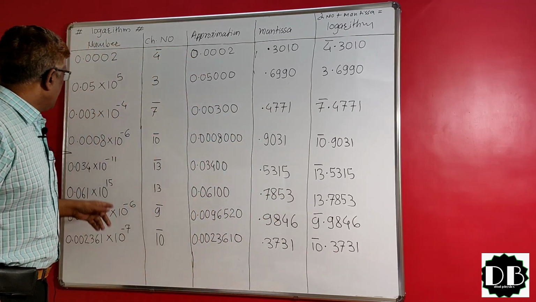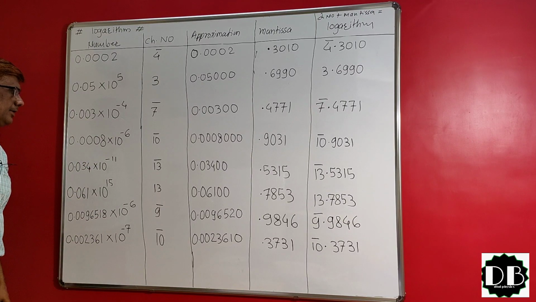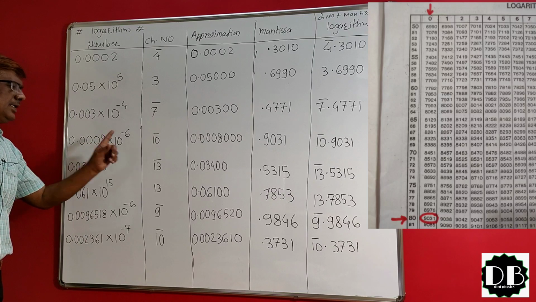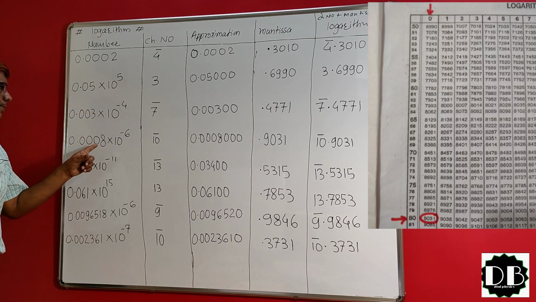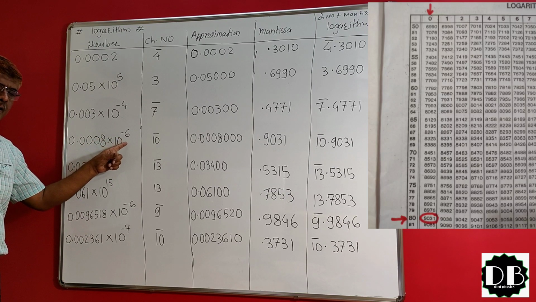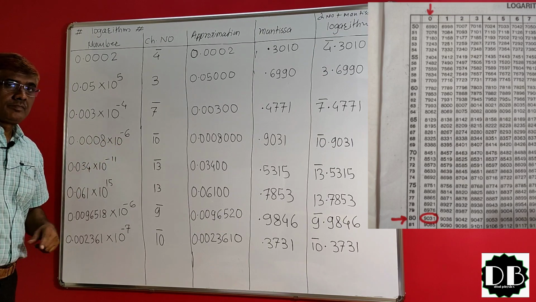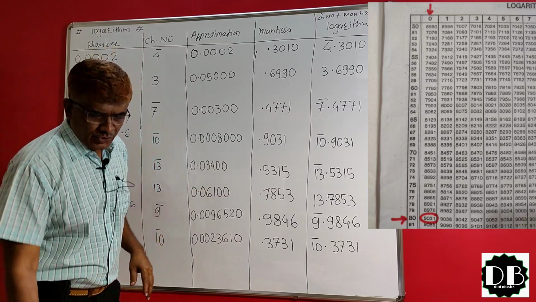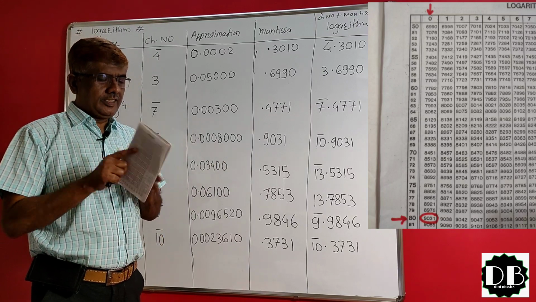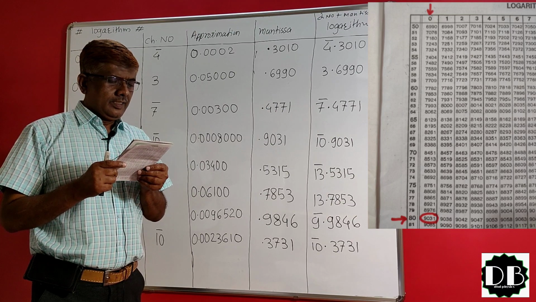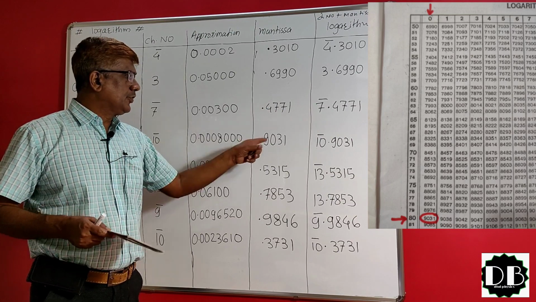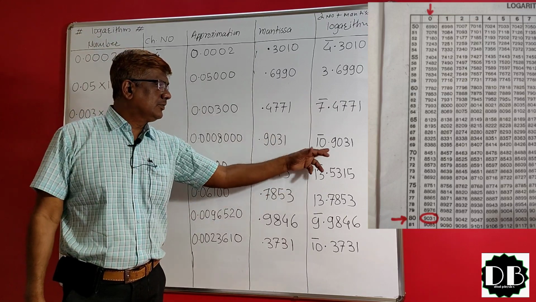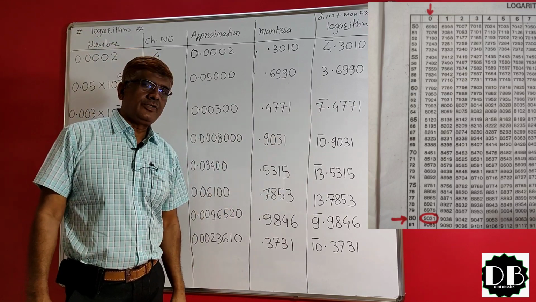It is so clear. There is another number 0.008. It's an 8, which means we have to look at 80. First bring out the character number: bar 4, bar 6, bar 10. Approximation remains as it is. 80 to 0, you can see that 80 to 0 is 9031. Add both character number and mantissa. Adding both, we have 10 bar 9031.